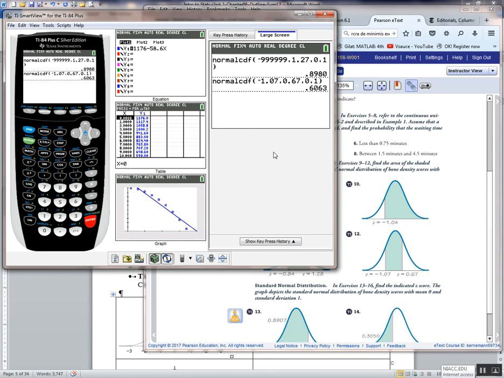So that's a way to find the area between two z-scores in the curve, or the probability of landing between those two.